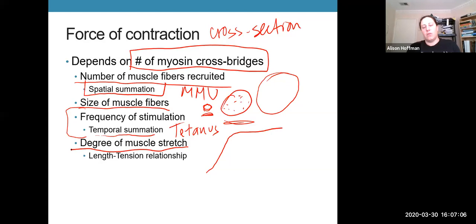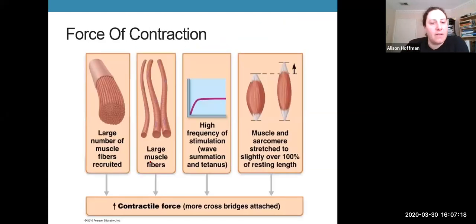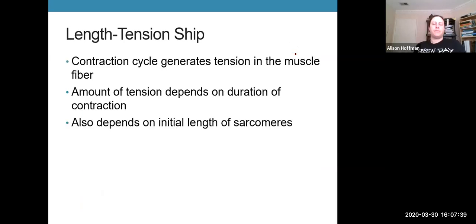And that's going to bring us to our next concept, which is called the length tension relationship. So this is a nice little diagram summarizing the last slide. This is literally everything. And we're going to talk about this part more, because we've already talked about everything else. So we just have to tackle this length at initial contraction. So the length tension relationship.